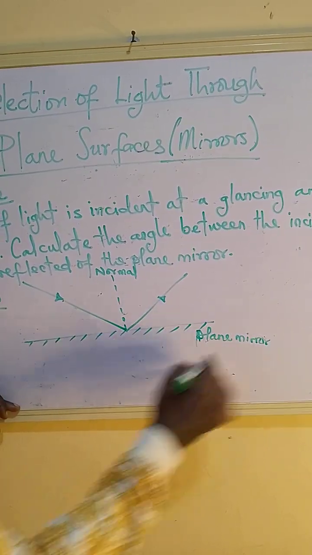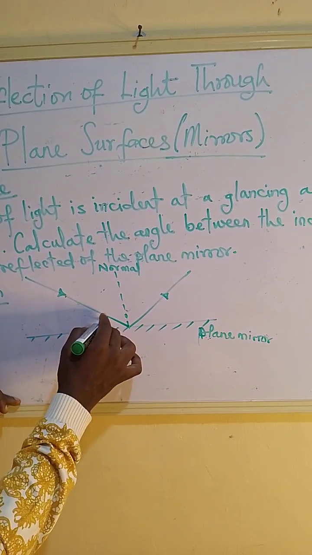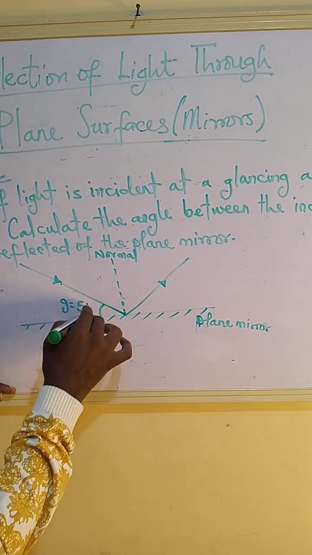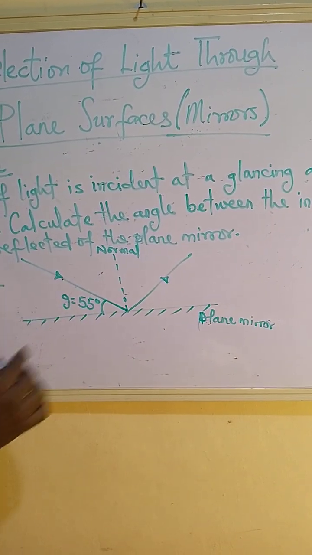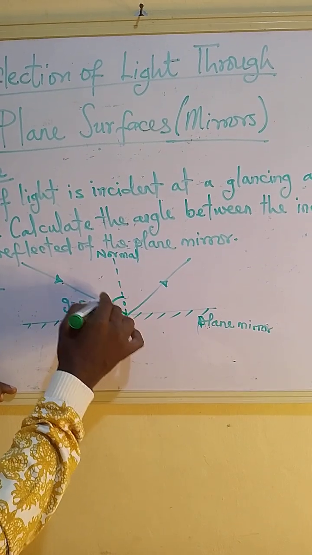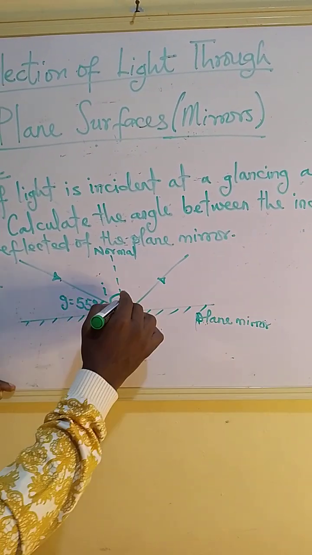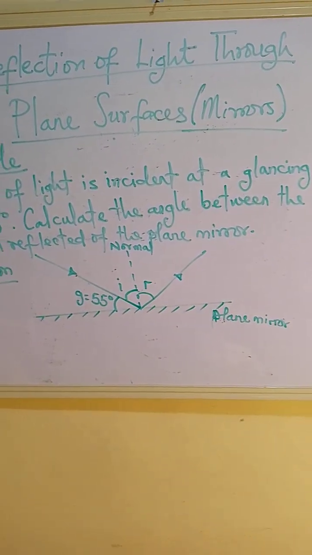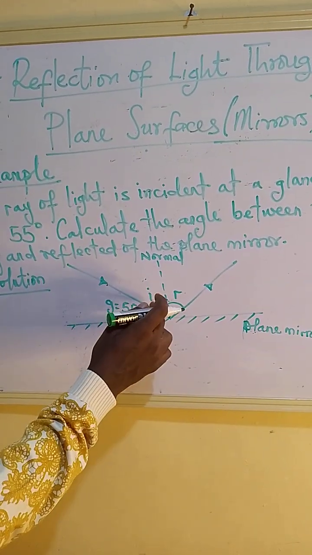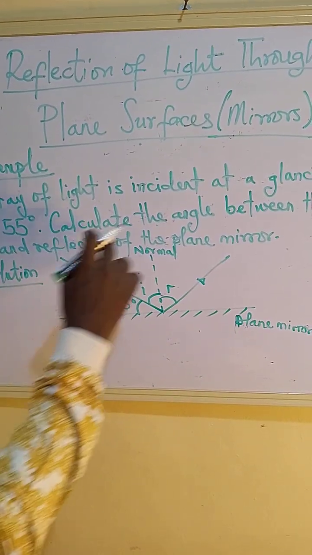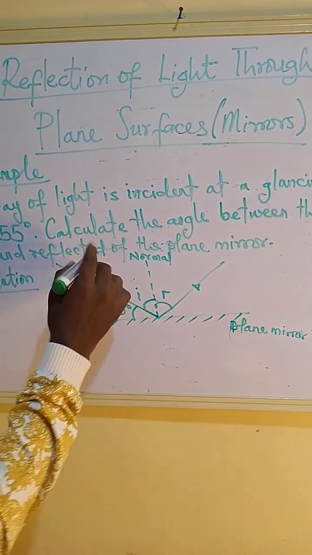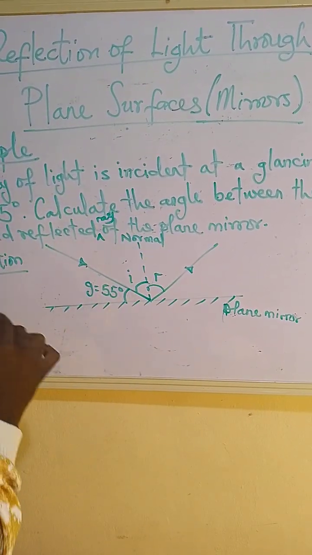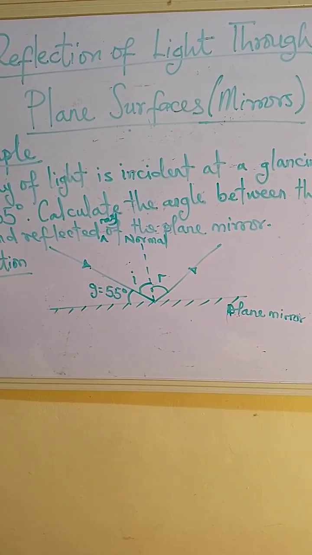So my glancing angle, I can call that G, could be 55 degrees. My angle of incidence, I can call that I, and the angle of reflection, I can call that R. So I need to get this angle and this angle because the question says calculate the angle between the incident ray and reflected ray. So how do we go about this now?